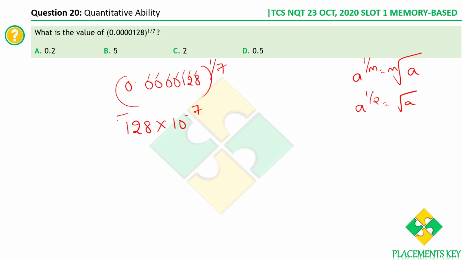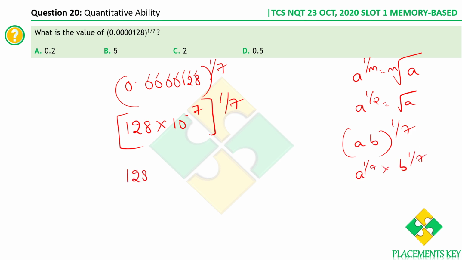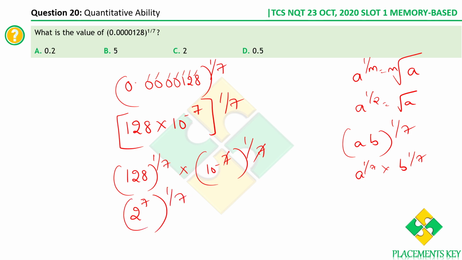Now we have power 1 by 7 here. A into b whole power 1 by 7 is a power 1 by 7 into b power 1 by 7. So here it is 128 power 1 by 7 into 10 power minus 7 whole power 1 by 7. The 7s cancel, so you only have minus 1 here. And 128 is 2 power 7: 2 power 5 is 32, 2 power 6 is 64, 2 power 7 is 128. So the 7s cancel again, since a power m whole power n is a power m into n, into 10 power minus 1.